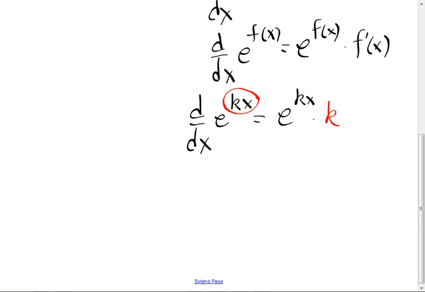k to the x is an exponential function, and we don't know how to do that. This is e to the kx. k to the x is not that. k could be 2 to the x, or 3 to the x, or 4 to the x, or e to the x. e is just 2.718, whatever it is.